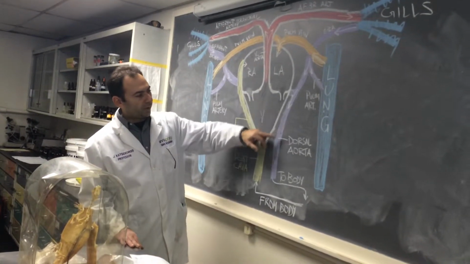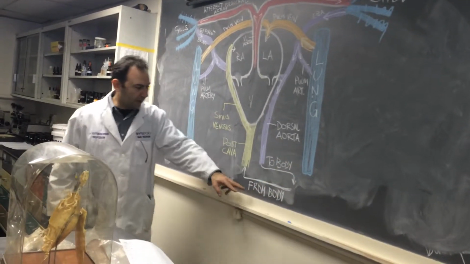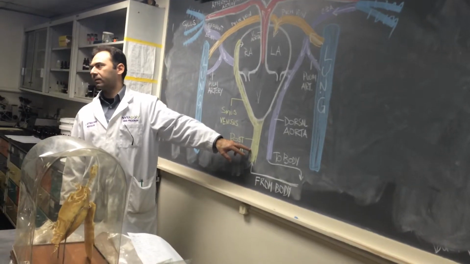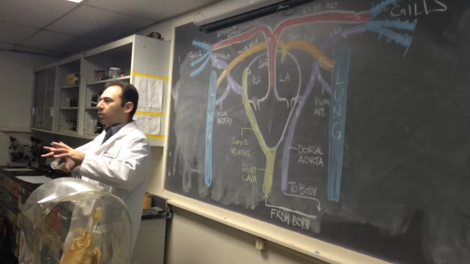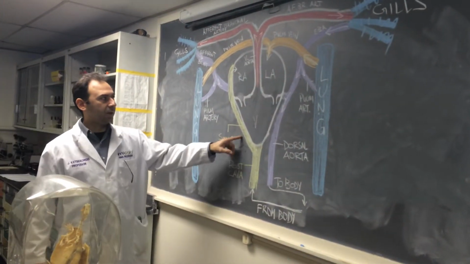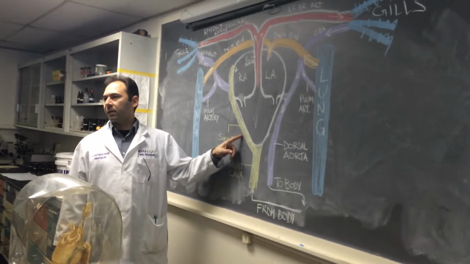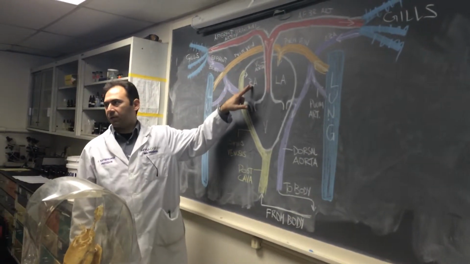So once it goes through the dorsal aorta, it travels through the body and then comes back through the post cava. The post cava runs into this huge sinus behind the heart called the sinus venosus. And the blood starts to collect and pool in here and then enters the right atrium.